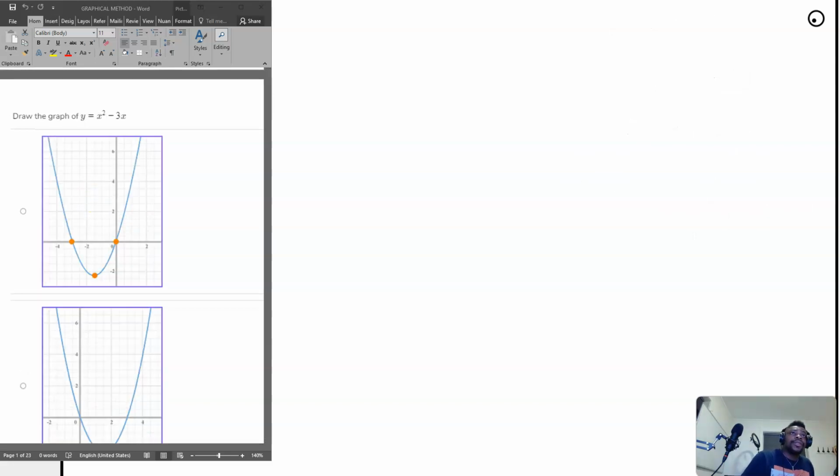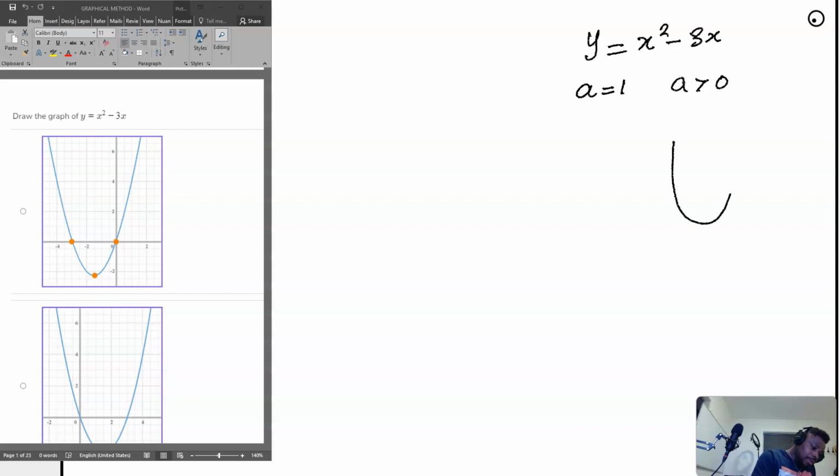Now, next question. Draw the graph of y is equal to x squared minus 3x. What is a? A is 1. So that means a is greater than 0. If your a is greater than 0, you already know your curve is going to open up. Our curve will open up. That is the first thing.